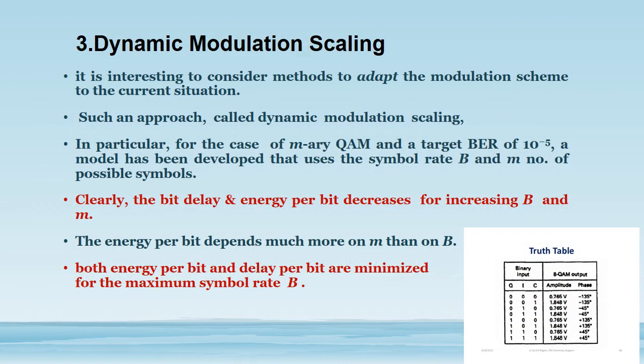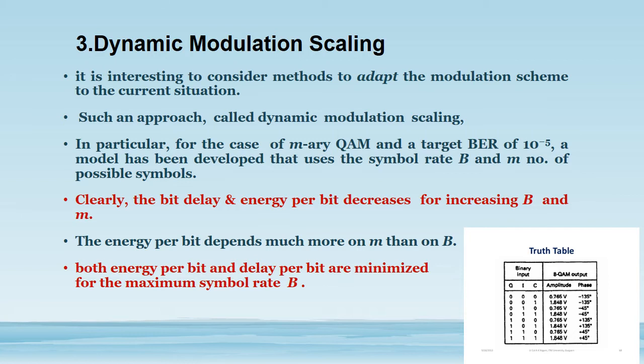The next one is dynamic modulation scaling. It is interesting to consider a method to adapt the modulation scheme to the current situation. Such an approach is called dynamic modulation scaling. In one particular example, they are representing M-ary QAM. The targeted bit error rate is 10 to the power minus 5. So a model has been developed that uses the symbol rate of B and M representing the number of possible symbols.